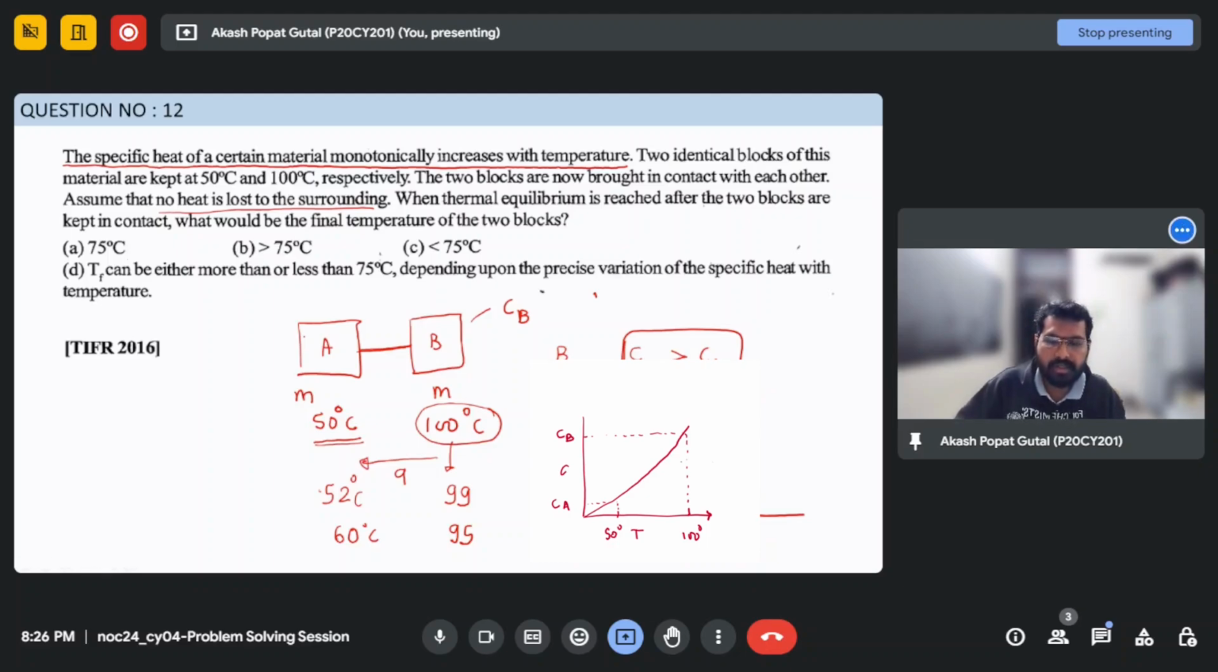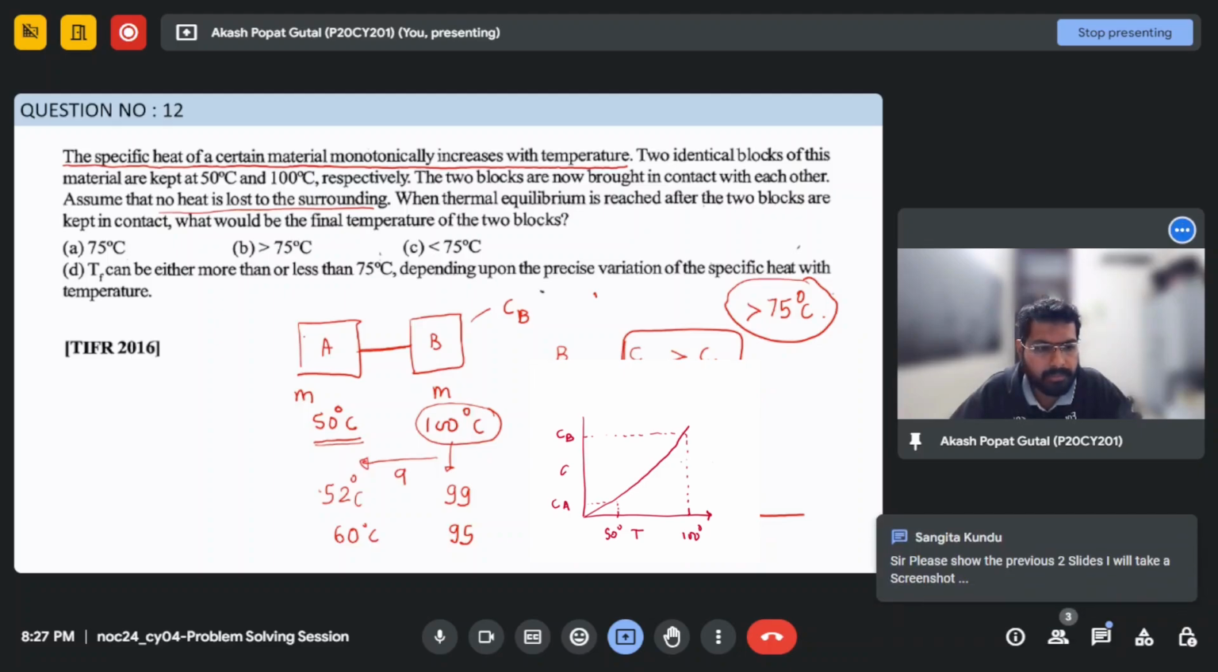And because of that, the equilibrium point will be greater than the halfway between the two, which is nothing but 75 degrees Celsius. If this temperature dependence were not there for the specific heat, it could have stopped at 75 degrees Celsius. But because we have this monotonically increasing specific heat, the equilibrium temperature will end up greater than 75.